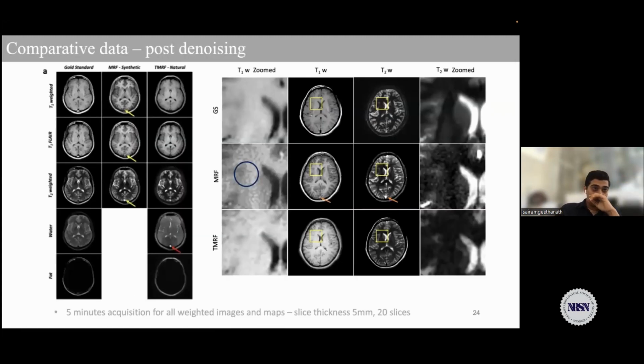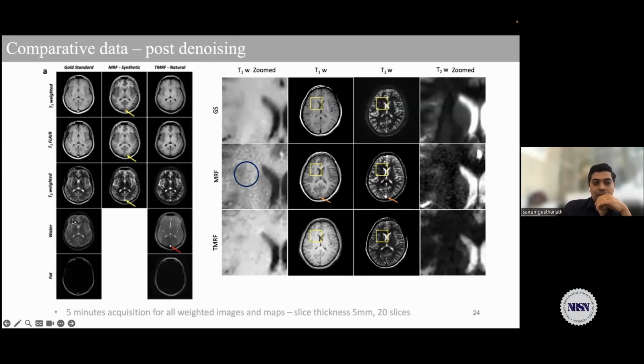Post denoising, here is another representative volunteer data where we're comparing the vendor supplied images, so these are images directly from the GE, the synthetic images that you get with the flow artifacts, like we were talking about, and our method of the TMRF natural. Of course, the synthetic images cannot give you water and fat themselves, but we do. But ours suffers from the flow artifact when we do water and fat.